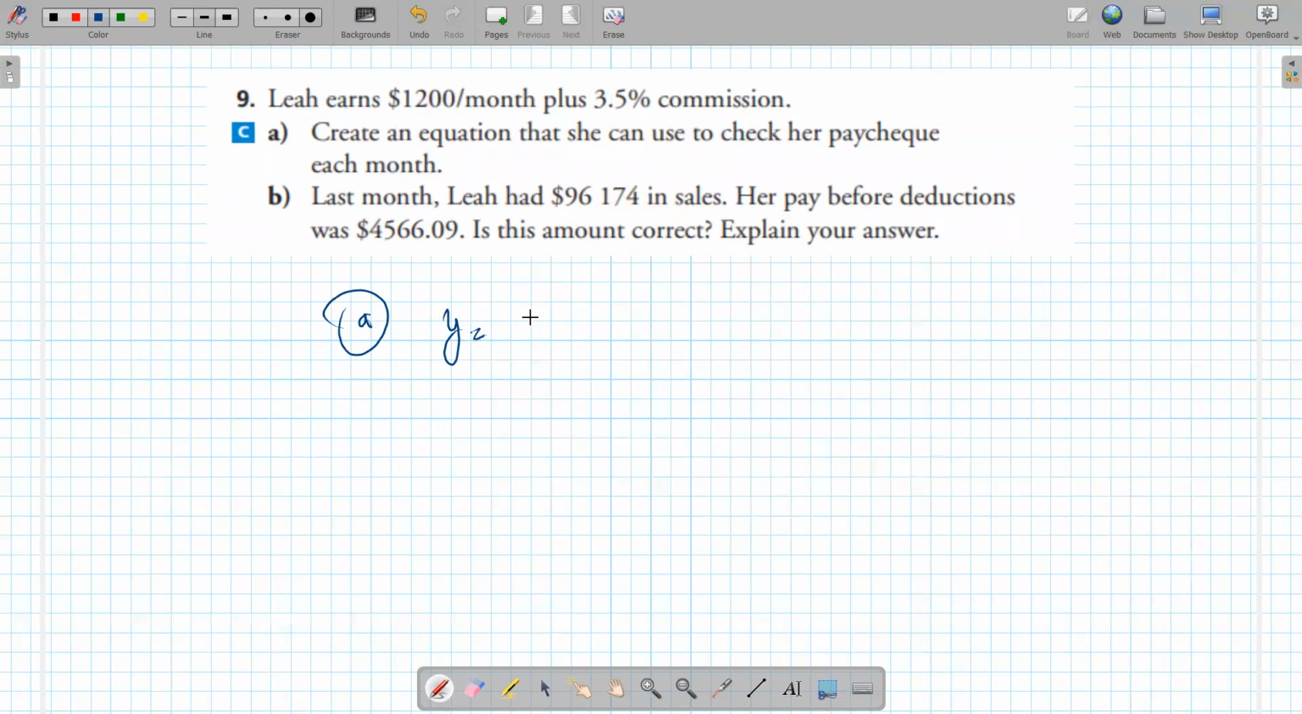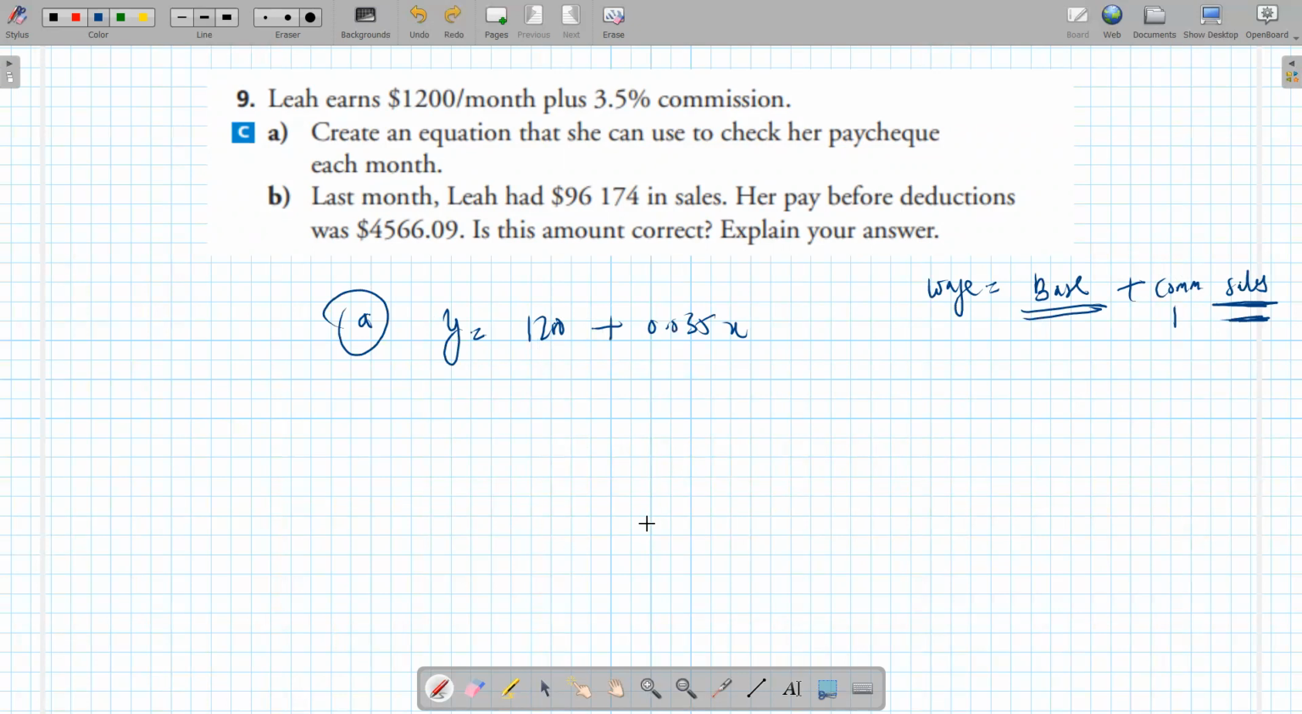Think about it again, okay? It's not going to be 1200x, and this person's going to make a lot of money if it's going to be 1200x. It's going to be 1200 plus 0.035x. Remember, it works like this, right? Wage is going to be equal to some base pay. The base pay is constant. That's your y-intercept, but it's dependent upon the variables, which is your sales. Okay, you see this is your variable, and this is the commission rate. So that's the equation. Super simple.